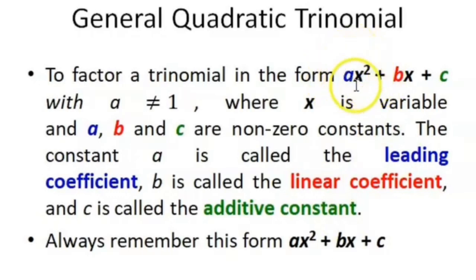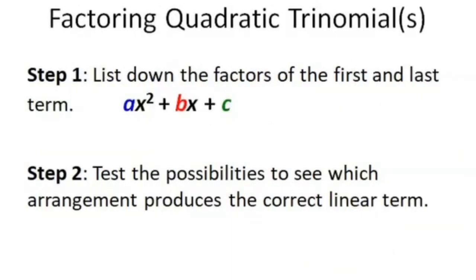So, in other words, our a is our leading coefficient. So, andyan po siya sa ating first term. So, yung b po natin, yung kulay pula, our middle term. And our c is the last term. Always remember this form. Ax squared plus bx plus c. In factoring quadratic trinomial, we have to remember these 2 steps on how to factor quadratic trinomials. First, for step number 1, list down the factors of the first and last term.